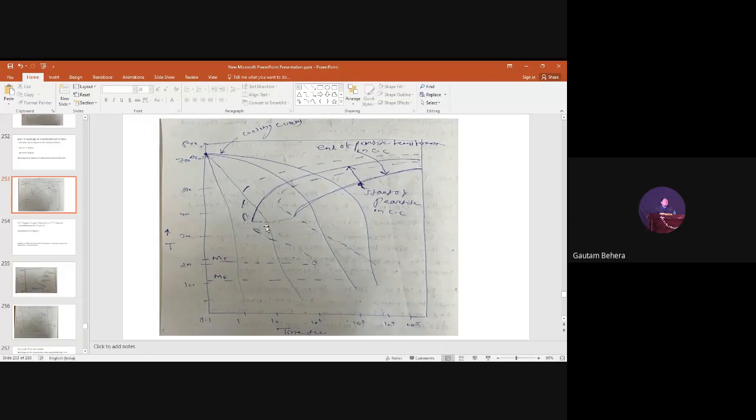Okay, below the nose of the C curve of the TTT diagram, what are the different phases present? Bainite and martensite. Bainite and martensite, very good.